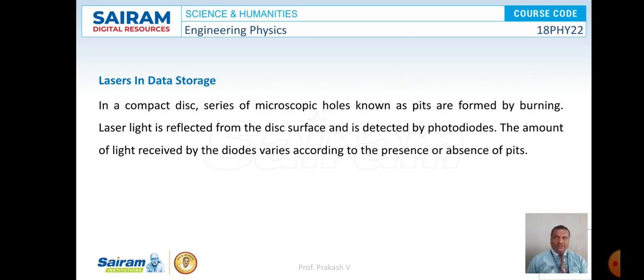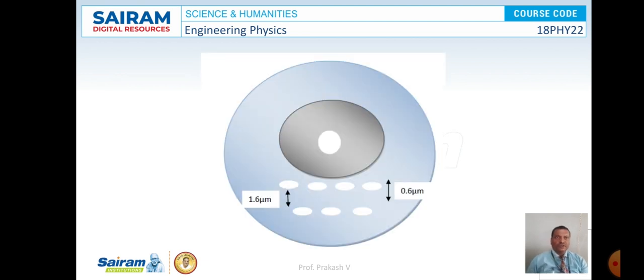And laser applications in data storage. In a compact disk, a series of microscopic holes known as pits are formed. Laser light reflected from the disk is detected by photodiodes. The amount of light received by the diodes varies according to the presence or absence of the pits. So this is the picture of a CD on which the microscopic holes are made.